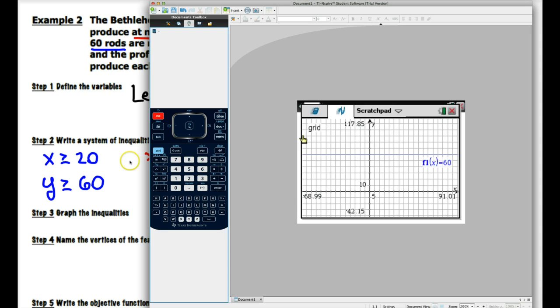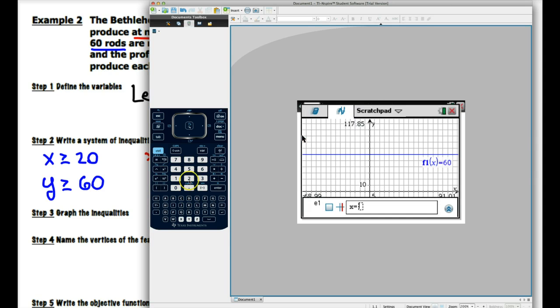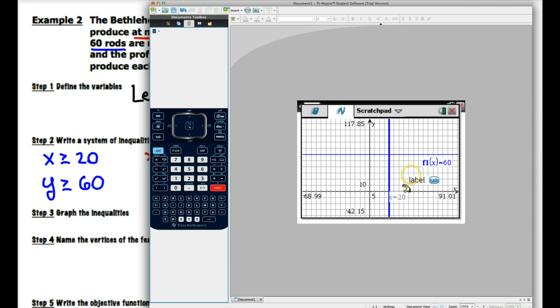Okay. Second equation I'm going to do is x is greater than or equal to 20. So I'll go to my x equals form. I'll just do x equals 20. Okay, so I can see there's my 2 lines. Imagine, again, they're shading above and to the right of this.